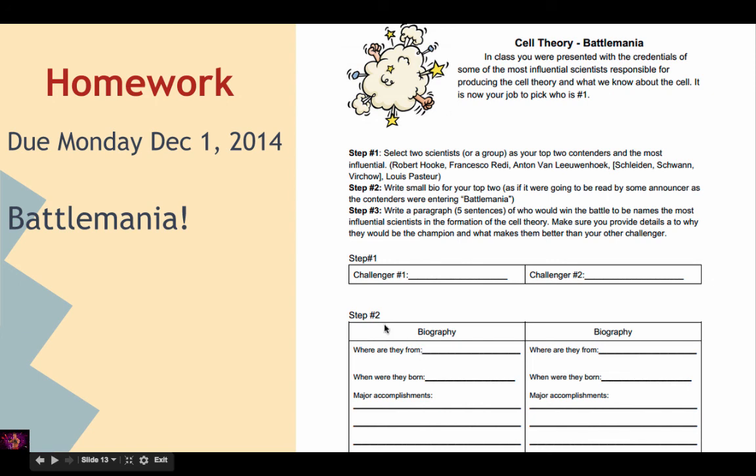Then your final step, and you'll see it on the actual document on Blended Schools, is to write a paragraph, 5 sentences, of who would win the battle to be named the most influential scientist in the formation of the cell theory. Make sure you provide details as to why they would be champion and what makes them better than their other challenger. Okay? That is due by Monday, December 1st.